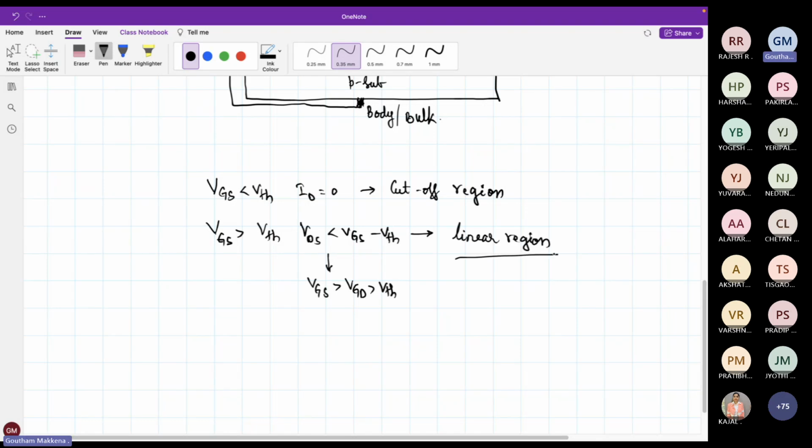So in this situation, we say that the MOSFET is in linear region, triode region, unsaturated region. It depends on which textbook you follow. Professor Razavi usually calls it the triode region, but most of the other textbooks call it the linear region.